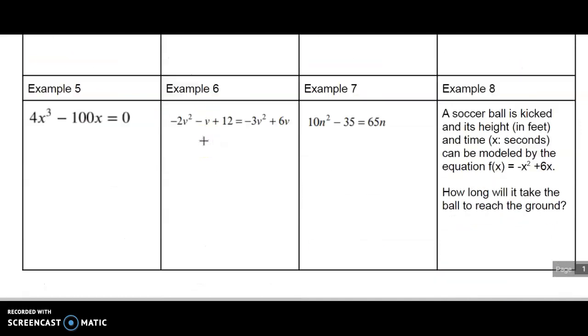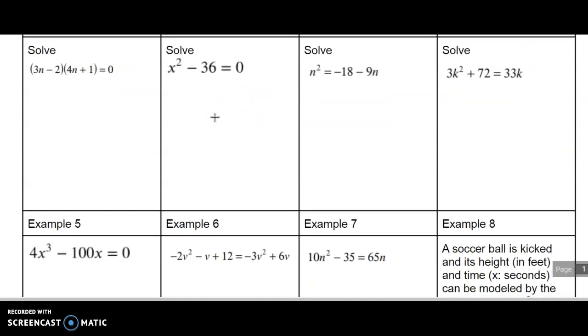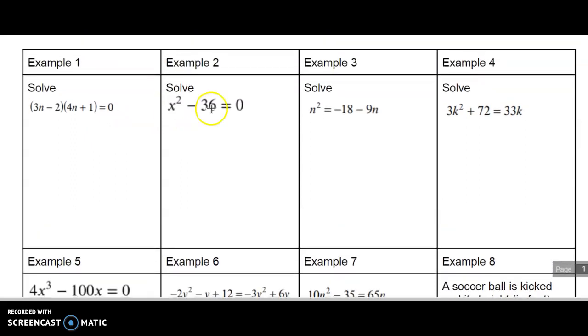So I have 8 examples to help walk you through and to review factoring with you. Okay, you can watch as much as you need. If you watch a few and you think you got it, then go ahead and try the student practice. All right, so let's look at example number 1.